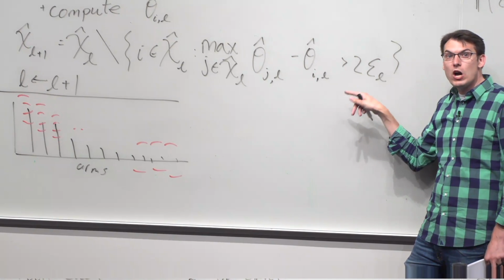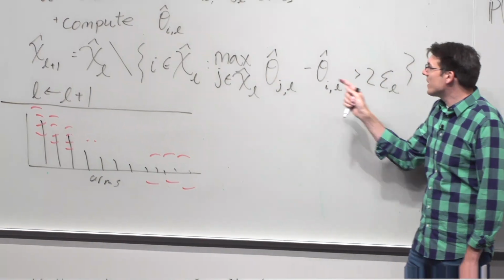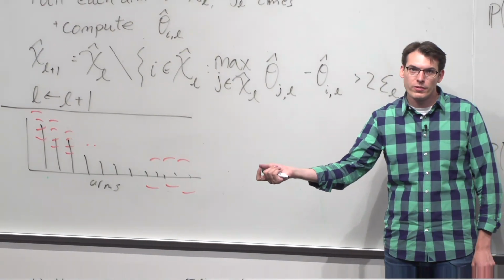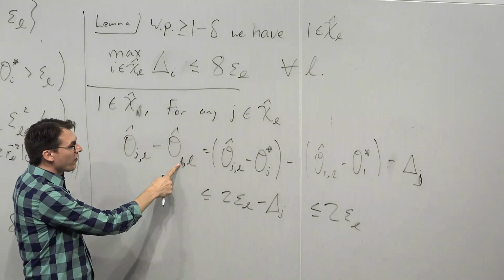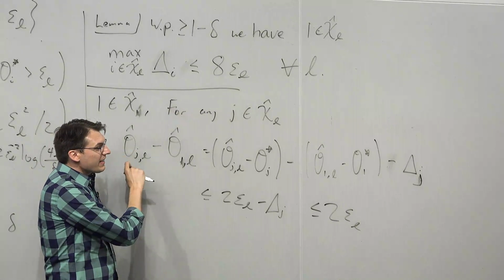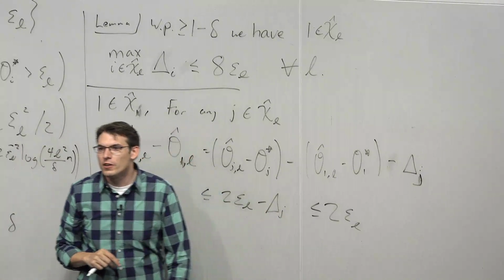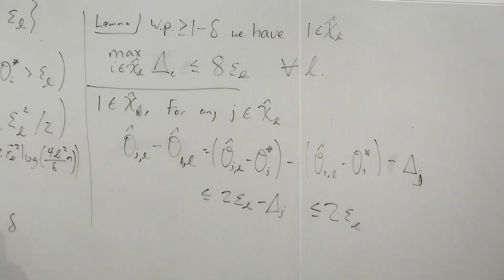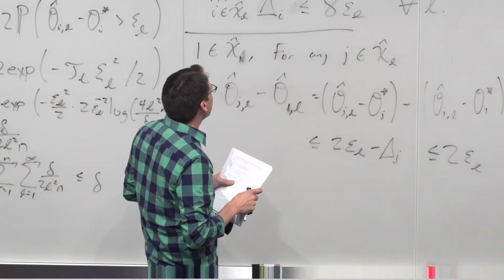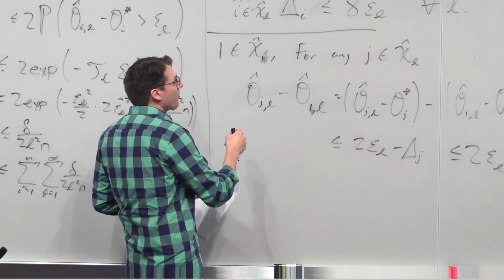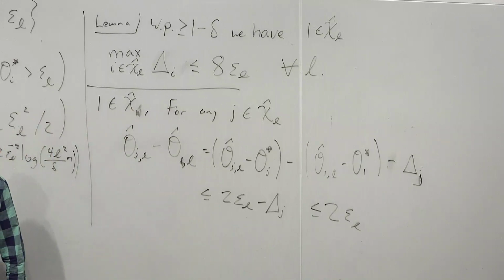It's you remove any arm such that there exists some other arm that has an empirical mean that's at least 2 epsilon L greater than you. But we just showed that for any j, when I compare it to the first arm, the best arm, that empirical gap between the best arm and any arm is always going to be less than 2 epsilon L. Therefore, the best arm will never be eliminated from the algorithm. Okay? So we've proven the first part of the lemma, where 1 is in X hat L for all L, because what we've shown is that 1 is in the first one, and it never gets removed by induction.